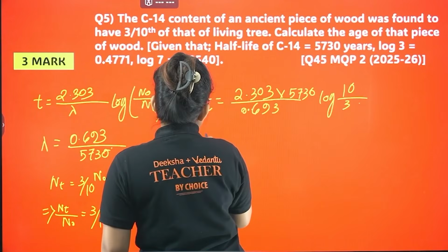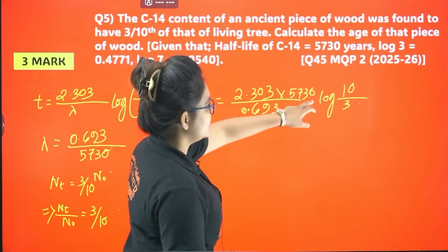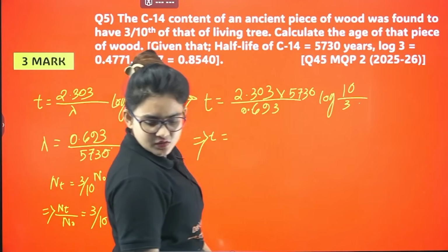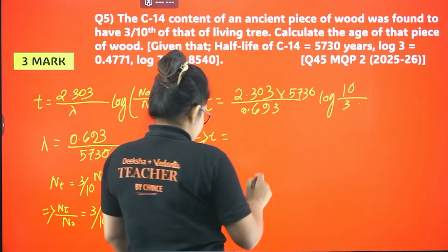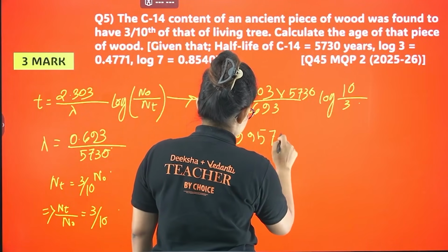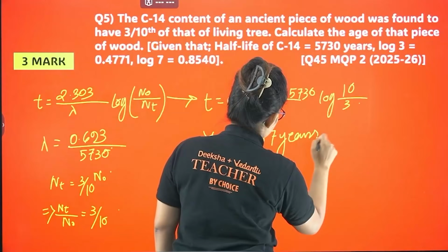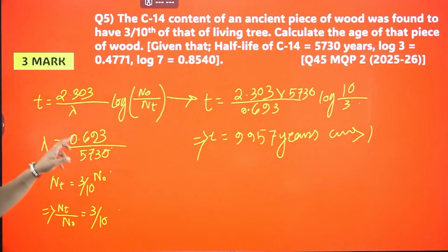Okay, so now if you just simply calculate, I am not showing the detailed calculation here. You can break down log 10 minus log 3. Okay, and you can put the value of log 3. If you calculate this, your answer will be 9957 years. That is the answer. I guess this is clear to you. Yeah, let's proceed.